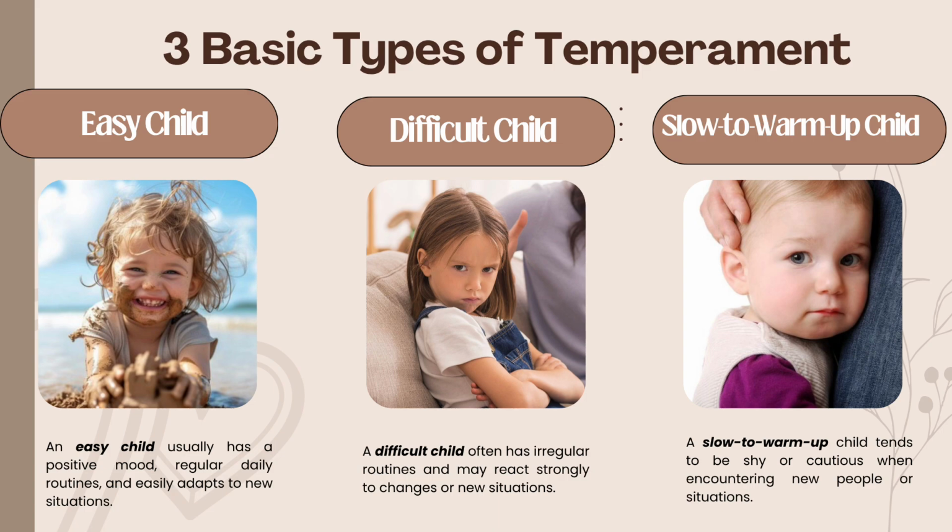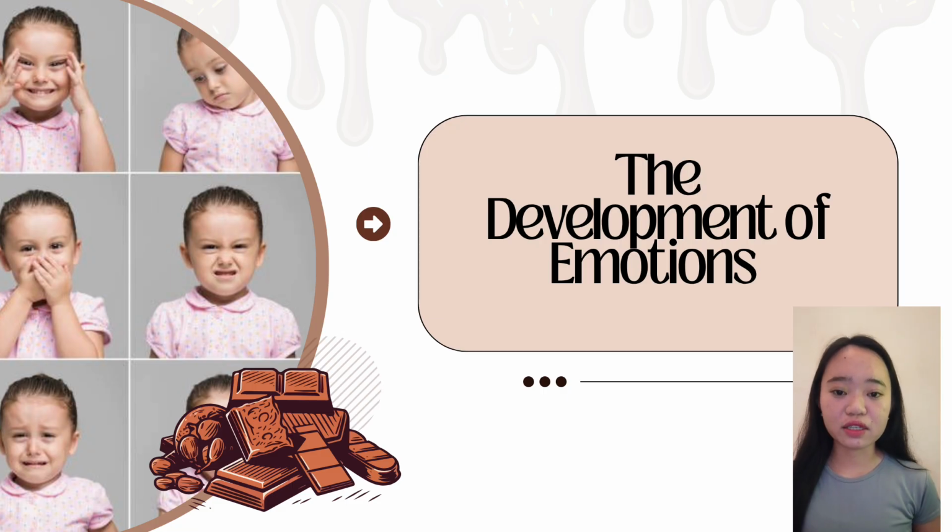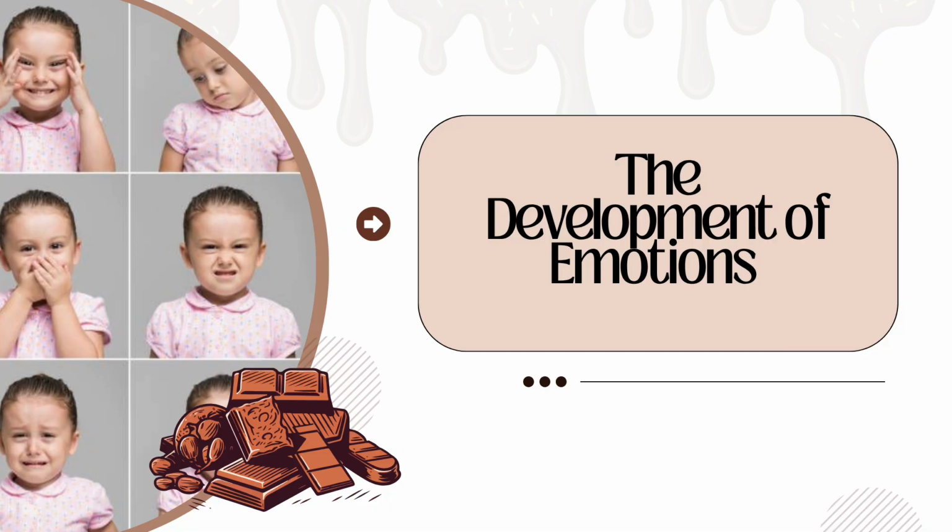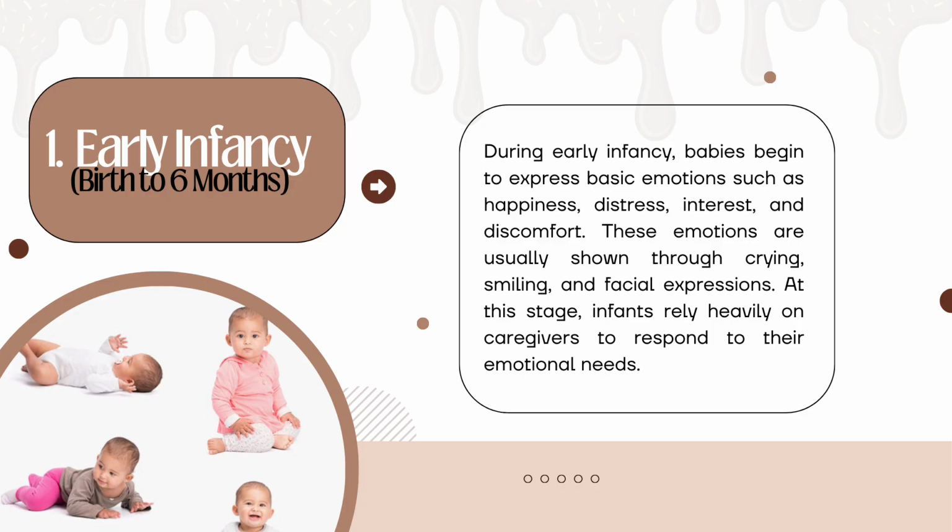The last type is the slow to warm up child. This child tends to be shy or cautious when encountering new people or situations, but after some time, they slowly become more comfortable and begin to interact with others. So now that we are done discussing the elements and basic types of temperament, let's now proceed to the development of emotions. The first one is early infancy, birth to 6 months.